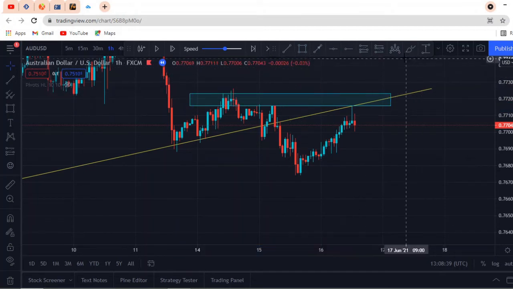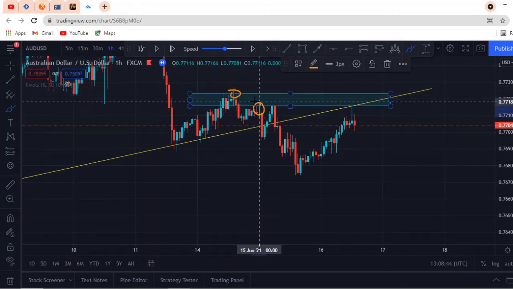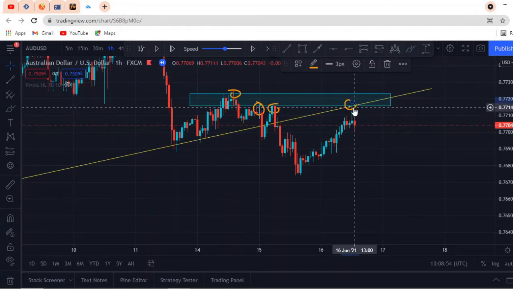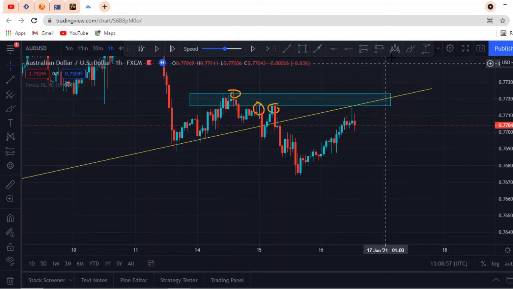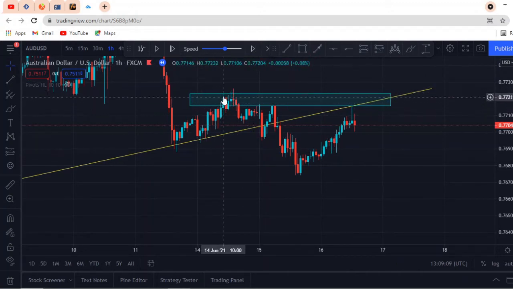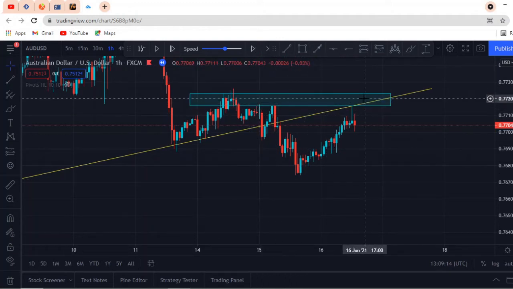All right, and then you can see that this market was rejected 1 time, 2 times, 3 times, and then it has come to be rejected 4 times. So this is a nice opportunity for you to enter your sell. So that is one confirmation. The first confirmation is we are below this zone, and you can see that every time the market came to this zone, it was rejected down.